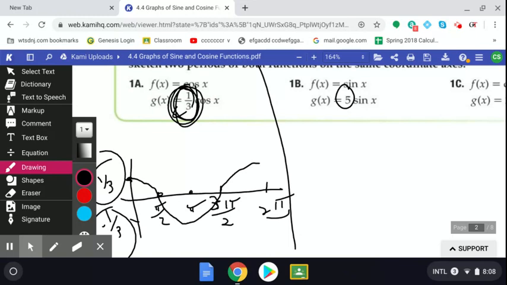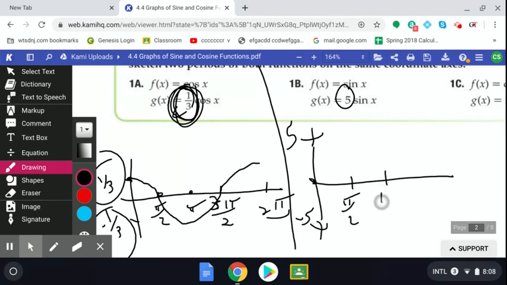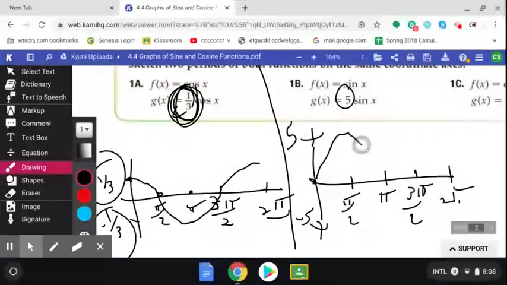So we're going to do sine x. Sine 0 is 0, so we're going to start at 0. And then this is going to be a positive 5, negative 5. So it goes 0, pi over 2, pi, 3 pi over 2, and then 2 pi. So sine 0 is 0, pi over 2 is 5, 0, negative 5, back to 0. Okay?